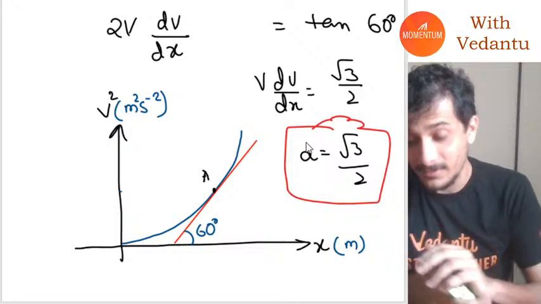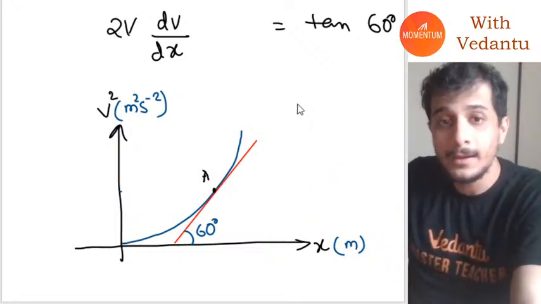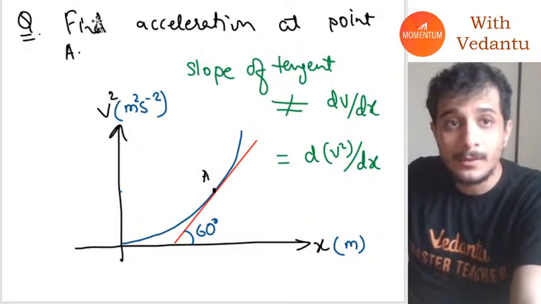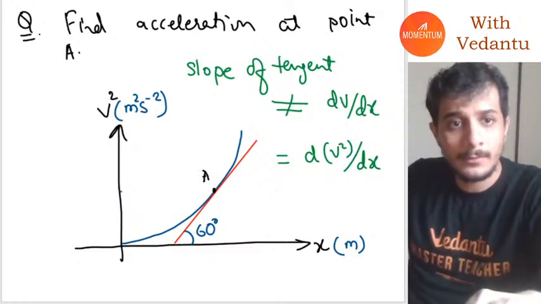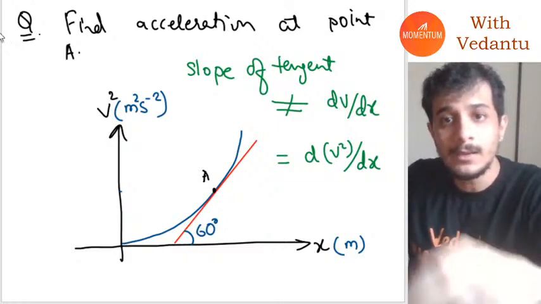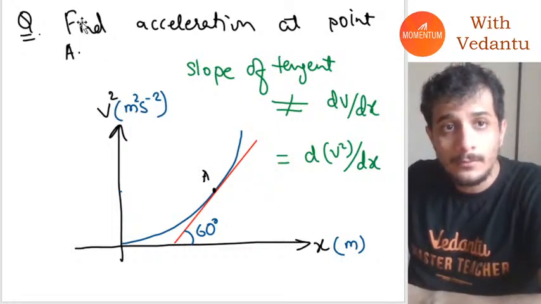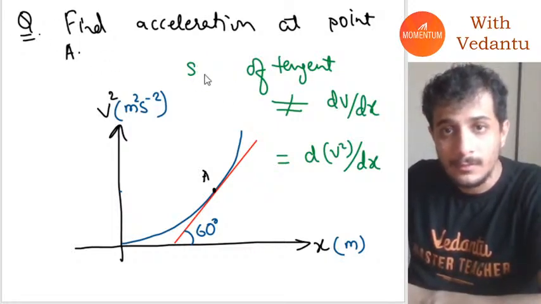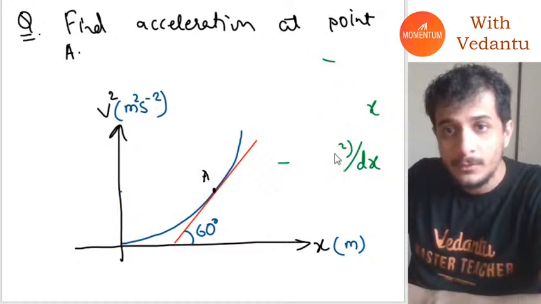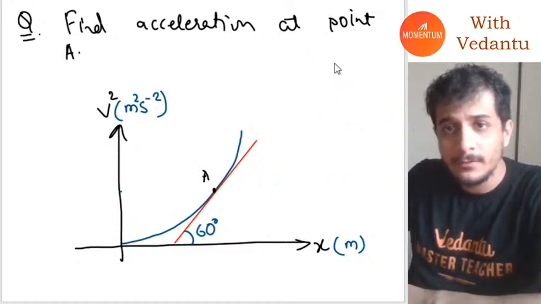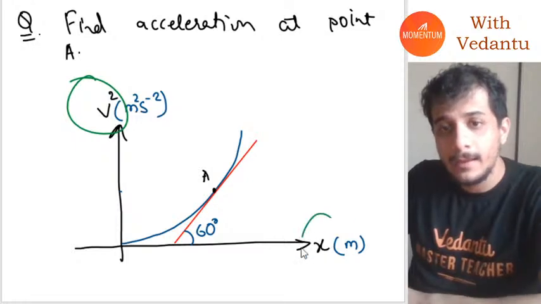I hope everybody understood. Haripriya, look at the question. The graph is given between what and what? Can you look at the graph? The graph is given between v square and x.